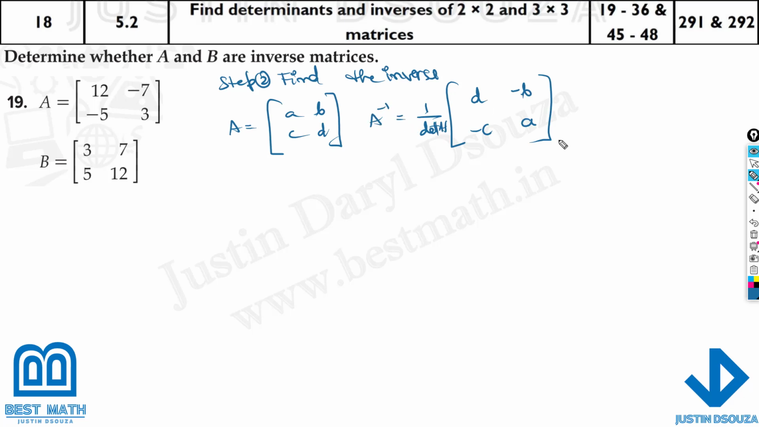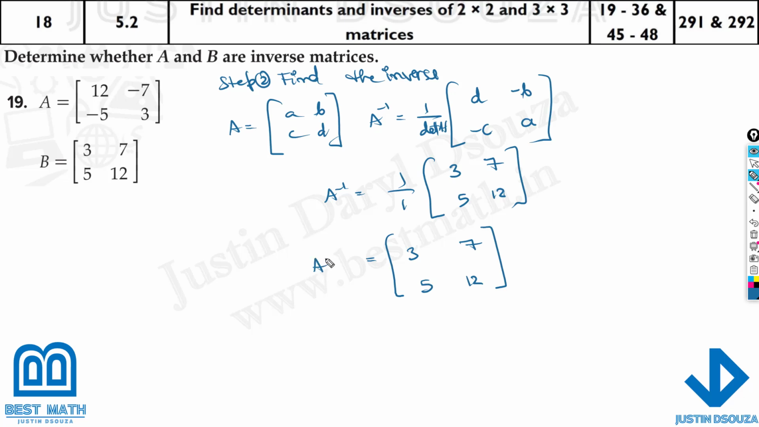This is the formula. Now we know determinant A was 1, right? So here 1 by 1 will be equal to, what happens? It'll be 3, 12, minus becomes plus 7, plus 5. That's the answer. Now multiply this by 1 by 1. Anything you multiply, it's the same thing. So the answer will be 3, 7, 5, 12. This should be the inverse. Let's just check it with B. Yes, absolutely, it's the same thing. So this is A inverse. Now what you can say is, hence A and B are inverse matrices.